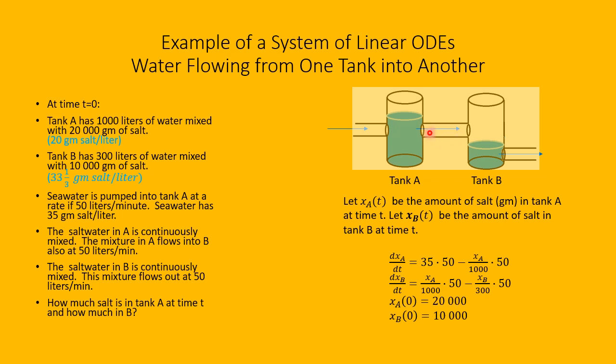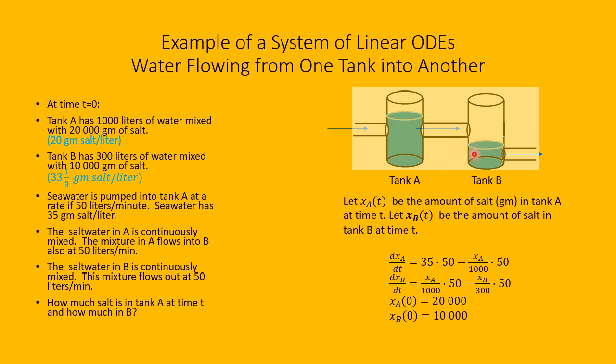Then salt is also leaving tank A, and the rate that salt leaves the tank is the concentration of salt in that tank. Well, at any time t, there are x sub A of t grams of salt in the tank. There's a volume here of 1,000 liters. So this is the concentration at any time t in the tank, and it's multiplied by the flow rate out of that tank, which is 50.